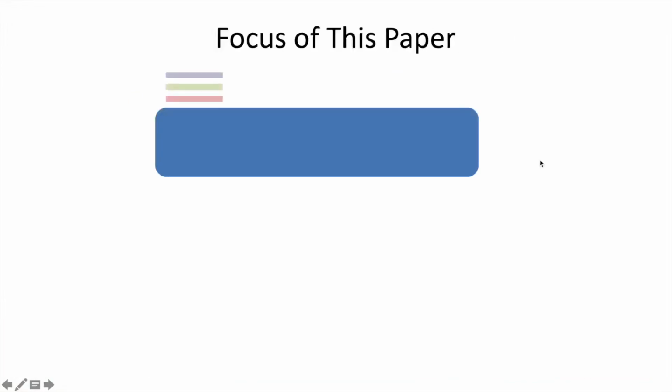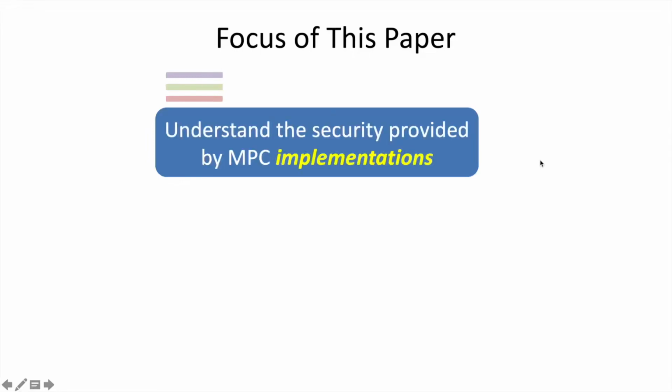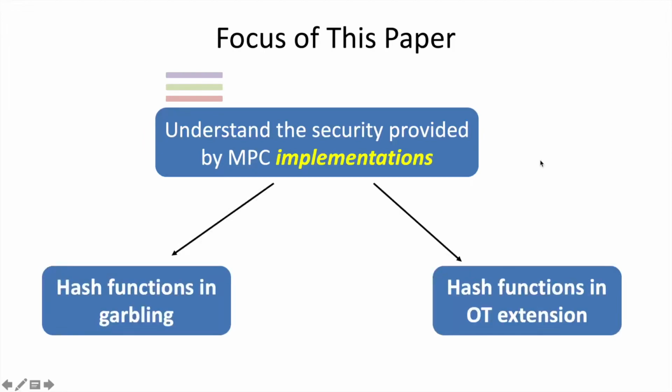So the focus of this paper is essentially the bottom layer of the whole MPC stack, that is the implementation. We would like to understand the security that can be provided by the MPC implementations instead of the MPC protocols. In particular, in this paper, we are going to first focus on all the hash functions that have been used in Garbling, as well as hash functions that have been used in OT extension.